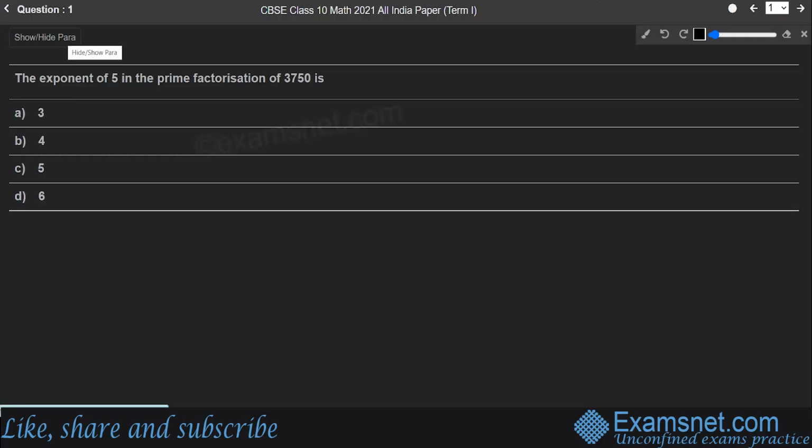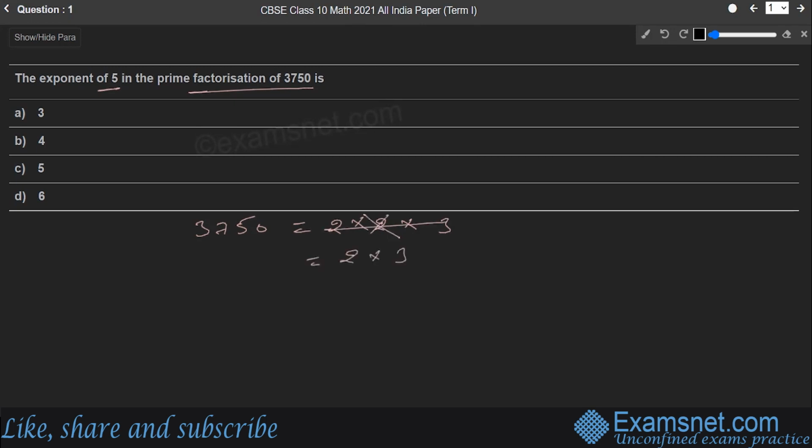Okay, so the first question is: the exponent of 5 in the prime factorization of 3750 is. If we do the prime factorization of 3750 and divide by prime factors, we get 2 into 3 into 5 into 5 into 5 into 5. So this is the prime factorization of 3750.